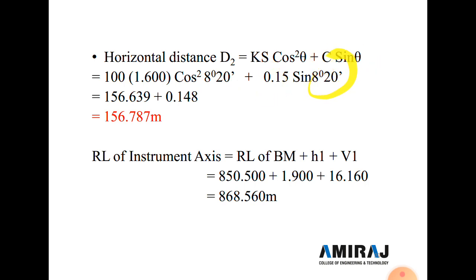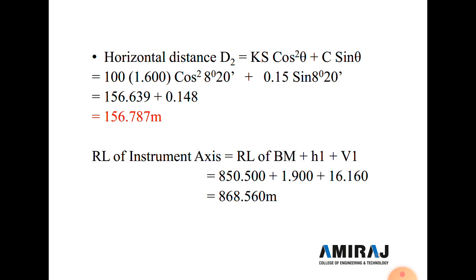8 degree 20 minute. So here 156.639 plus 0.148, so the answer is 156.787 meter. So it's the horizontal distance d2.